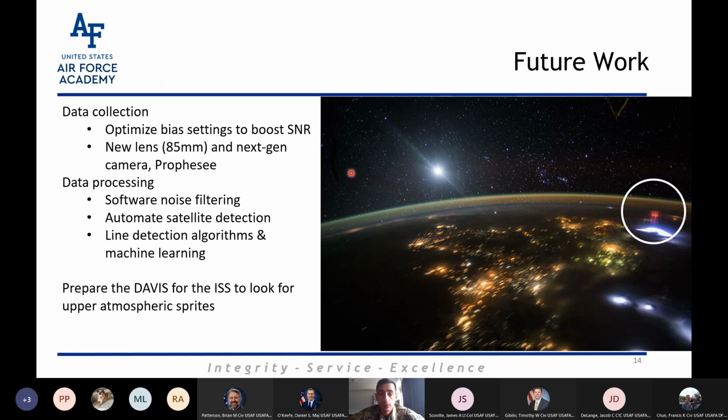And then essentially what we were doing was preparing the Davis to look for the ISS, to look for upper atmospheric sprites, in our broader view of hypersonics detection and missile defense, things like that.